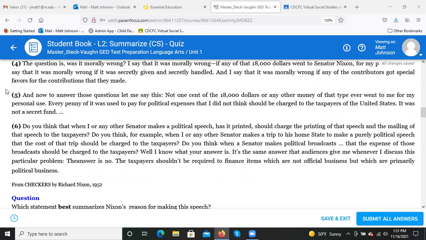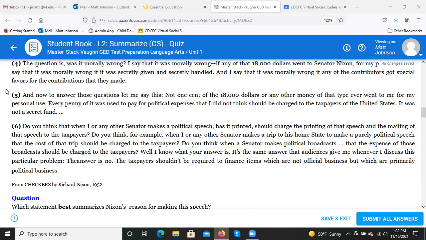Do you think that when I or any other senator makes a political speech, has it printed, should charge the printing of that speech and the mailing of that speech to the taxpayers? Do you think, for example, when I or any other senator makes a trip to his home state to make a purely political speech, that the cost of that trip should be charged to the taxpayers? Do you think when a senator makes political broadcasts that the expense of those broadcasts should be charged to the taxpayer? Well, I know what your answer is.